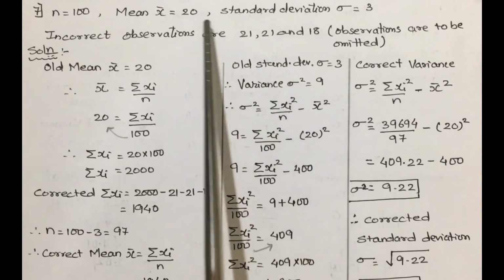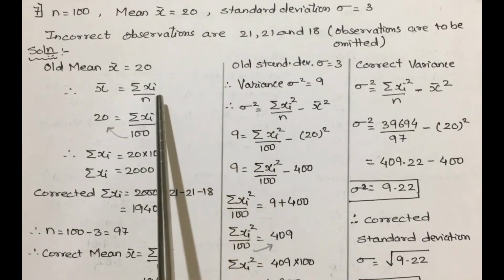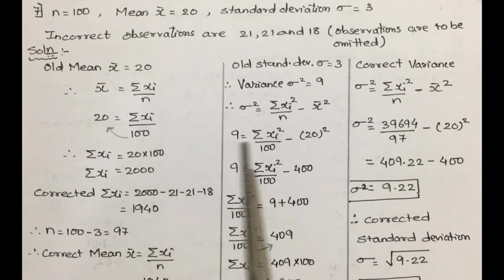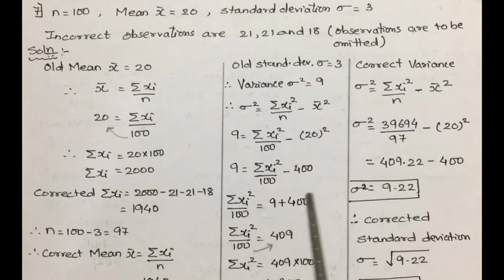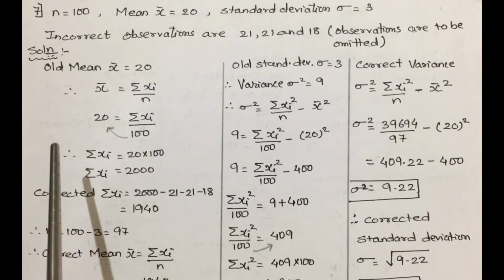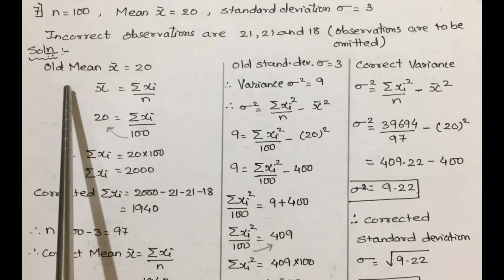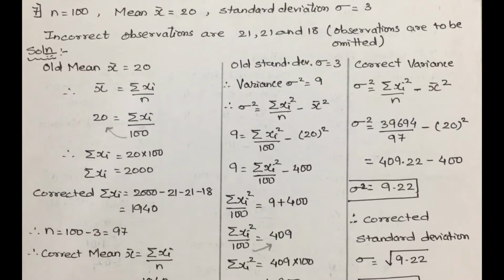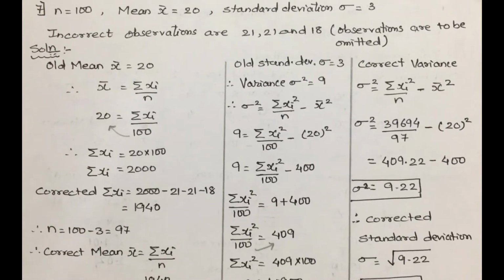So the corrections that we have to do will be in summation xi, then summation xi square. Once these two are corrected, then the mean, variance and standard deviation for the corrected data or observations can be calculated. So this example begins like this. We'll consider the old mean, that is x bar, equal to 20.